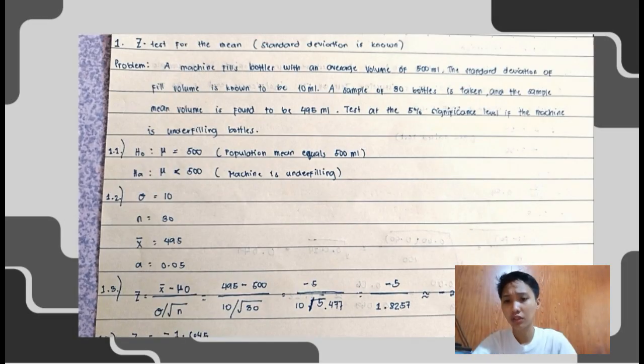So in continuation, I'm going to show you a calculation about the z-test for the mean when the standard deviation is known. First, I'm going to give you an example problem. A machine fills bottles with an average volume of 500 ml. The standard deviation of filled volume is known to be 10 ml. A sample of 30 bottles is taken and the sample mean volume is found to be 495 ml. Test at the 5% significance level if the machine is underfilling bottles.